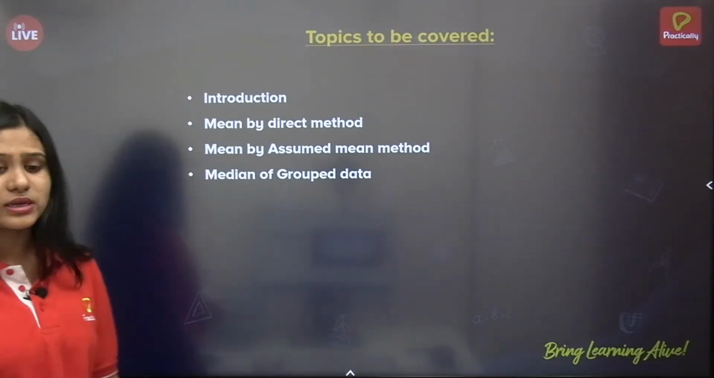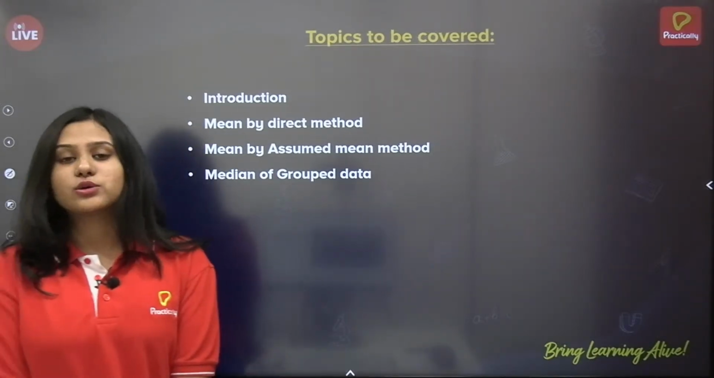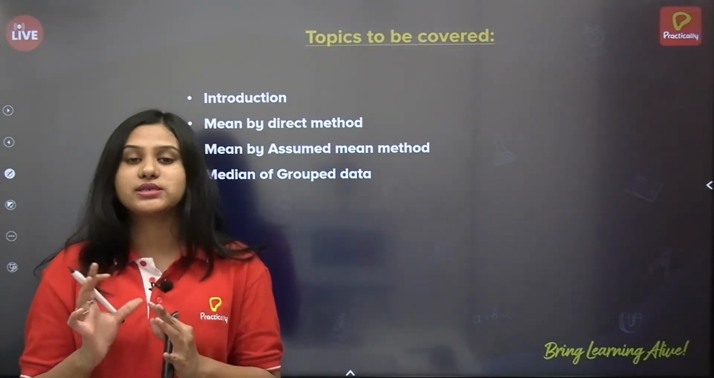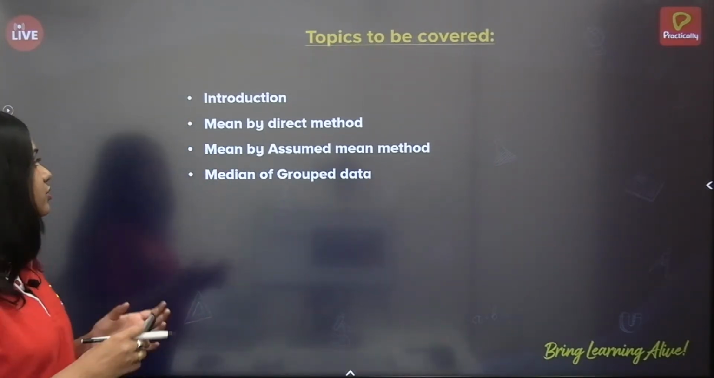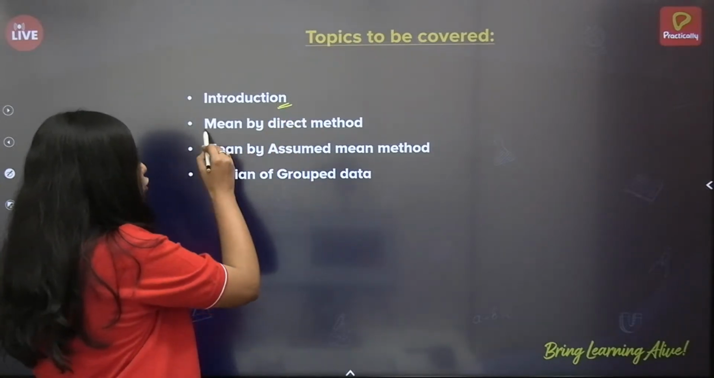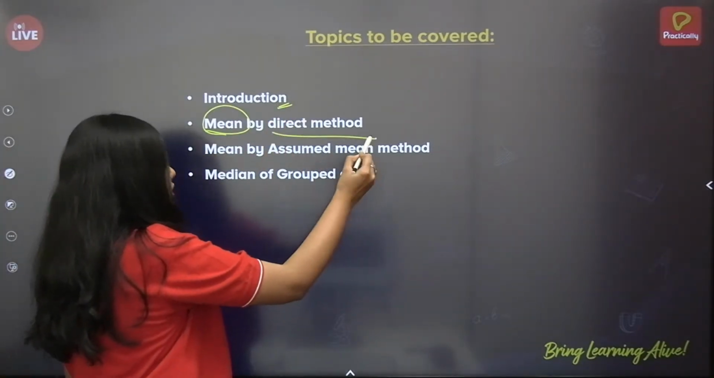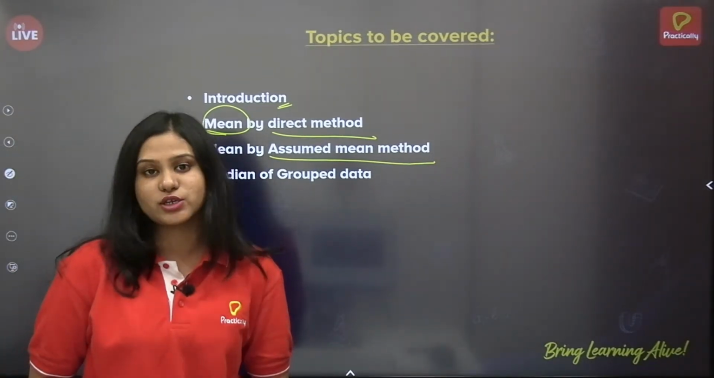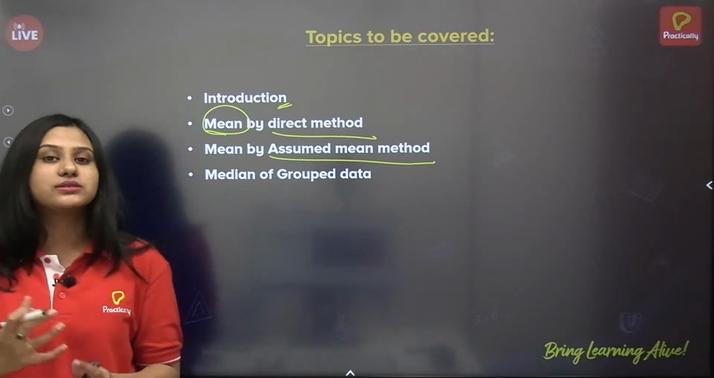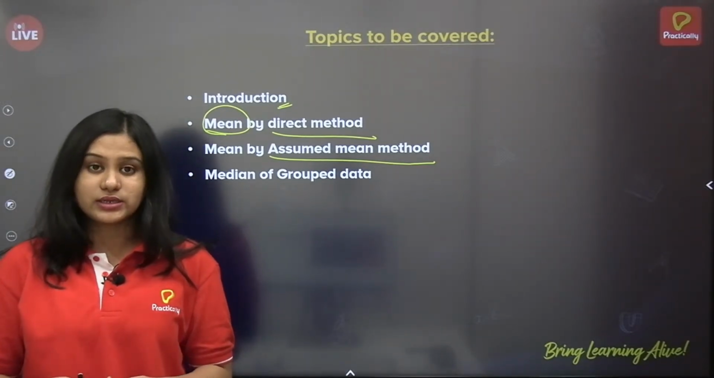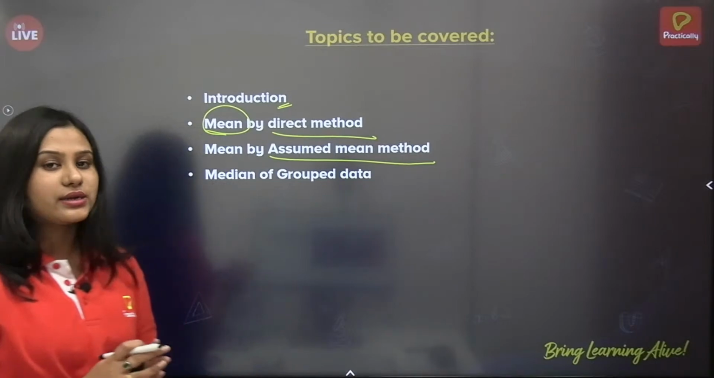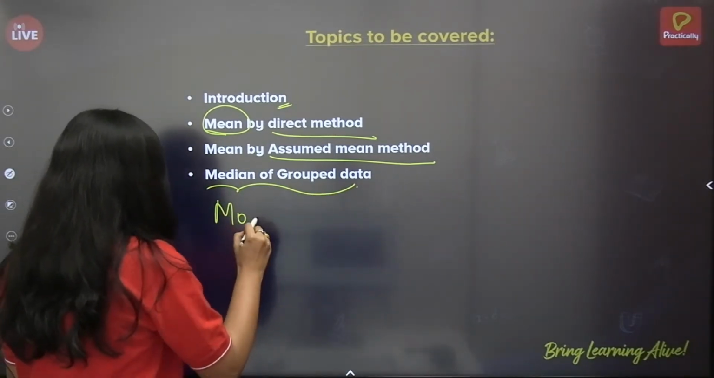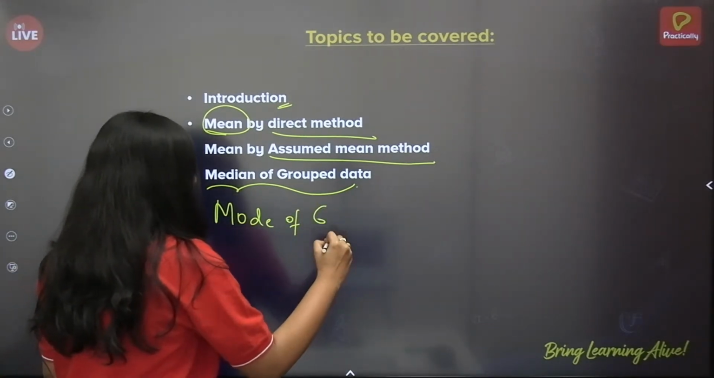So what we will be covering today? This entire session is based on the CBSE syllabus, okay? First we'll see the introduction of the topic. We'll see how to calculate mean by the direct method and also by the assumed mean method. There is also one more method, called the step deviation method, but CBSE has deleted that from the syllabus, correct? So we are not dealing with it right now. Next, median of grouped data, and also we'll see mode of grouped data.